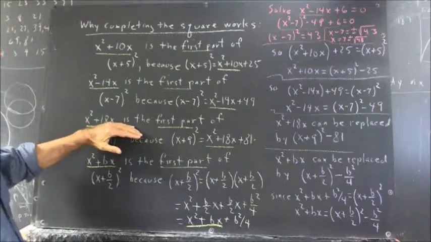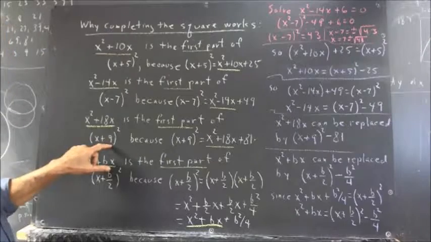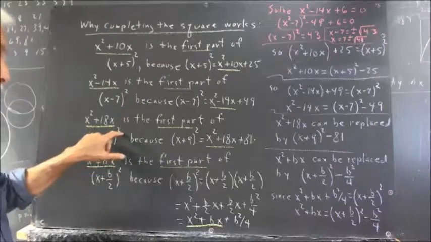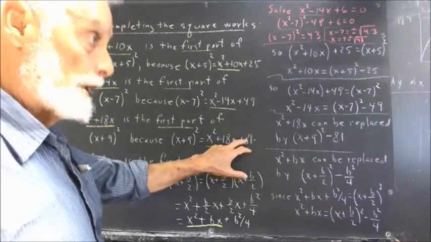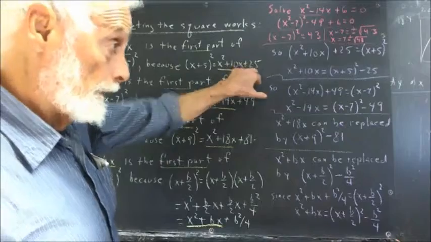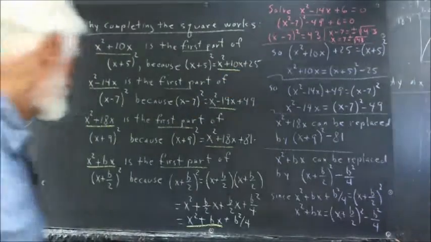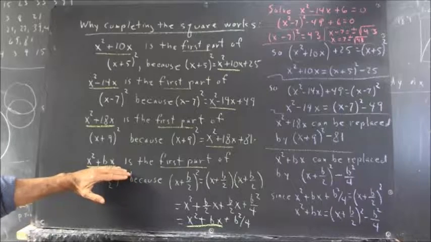What do we do with x squared plus 18x? Well, we take half of 18, we get 9. (x plus 9) squared is going to give us x squared plus 18x. And that is going to also give us plus 81, just like we got the plus 49 here and the plus 25 here. Okay, what happens if we do that to x squared plus bx?